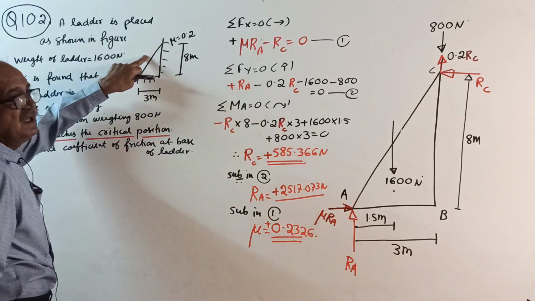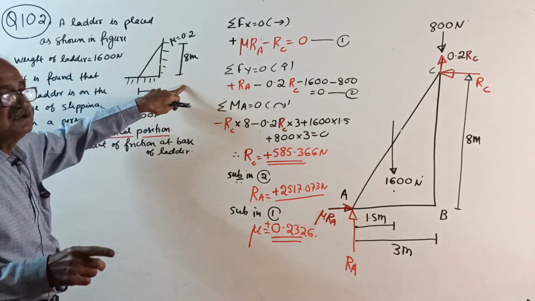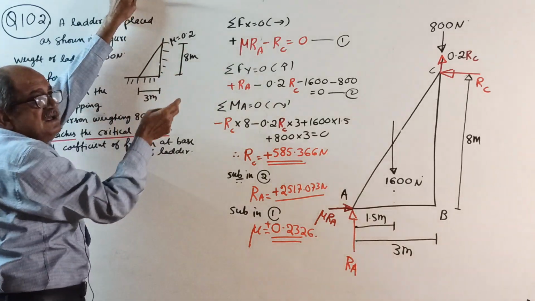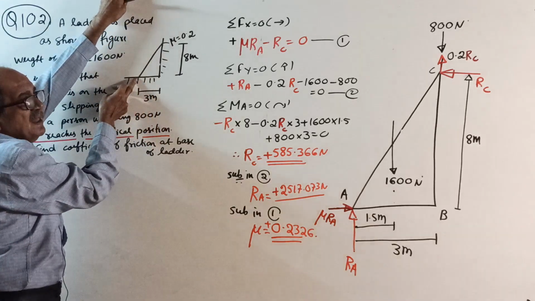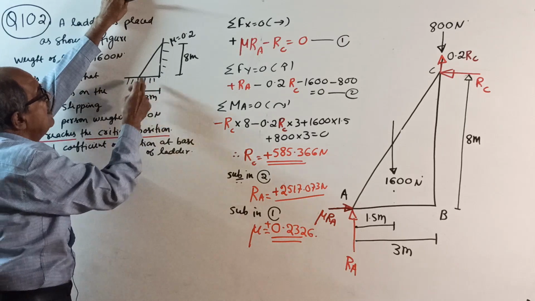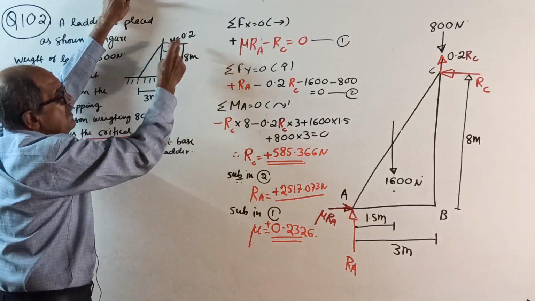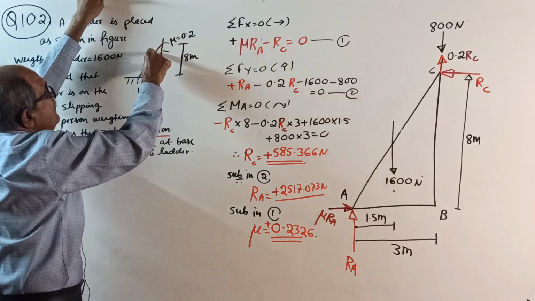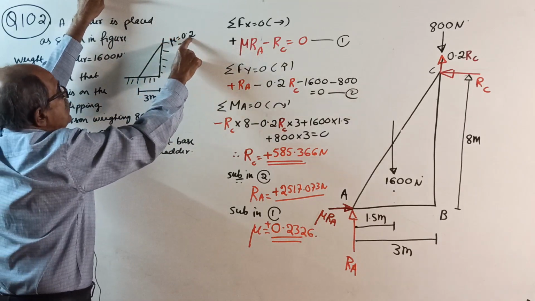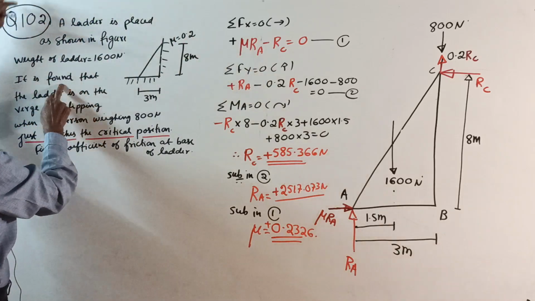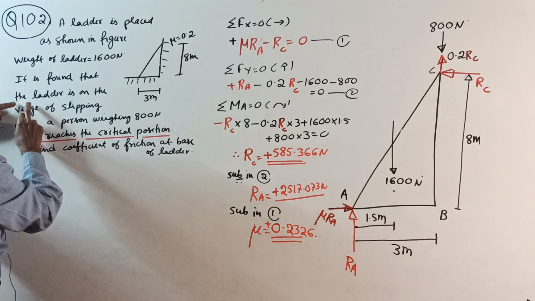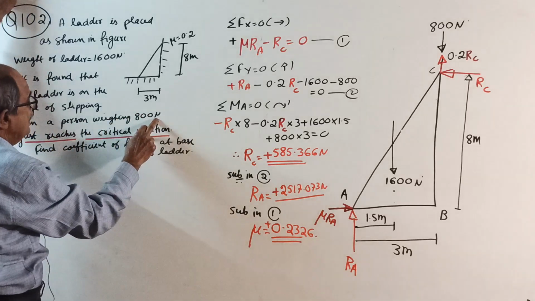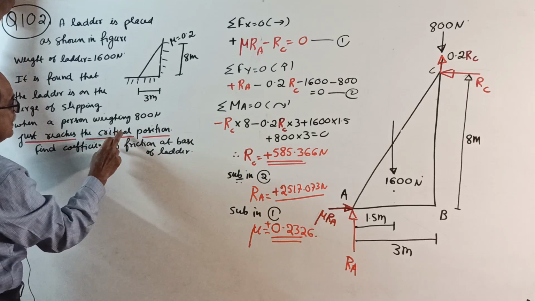Now, those who want it in words, you can write. A ladder is placed so that the bottom of the ladder is at 3 meters from the wall and the top of the ladder is at 8 meters from the ground. Then the coefficient of friction between the ladder and the wall is 0.2. That is the question. Now, it is found that the ladder is on the verge of slipping when a person weighing 800 Newton just reaches the critical position.